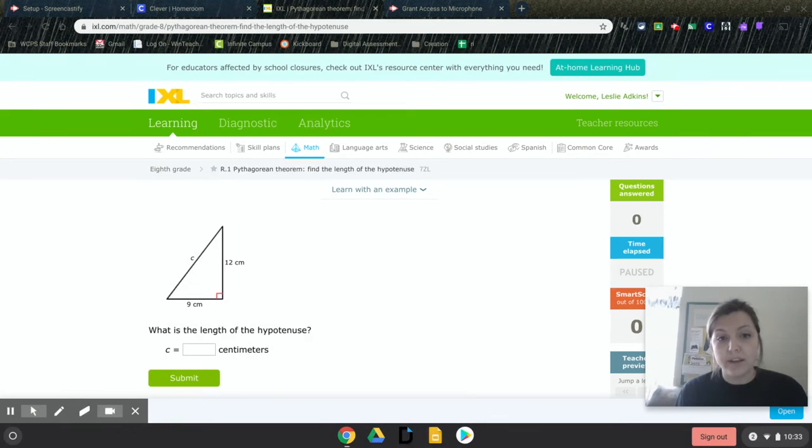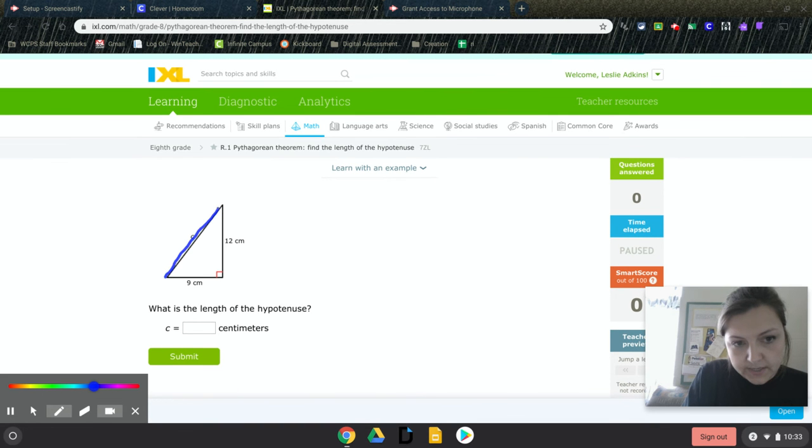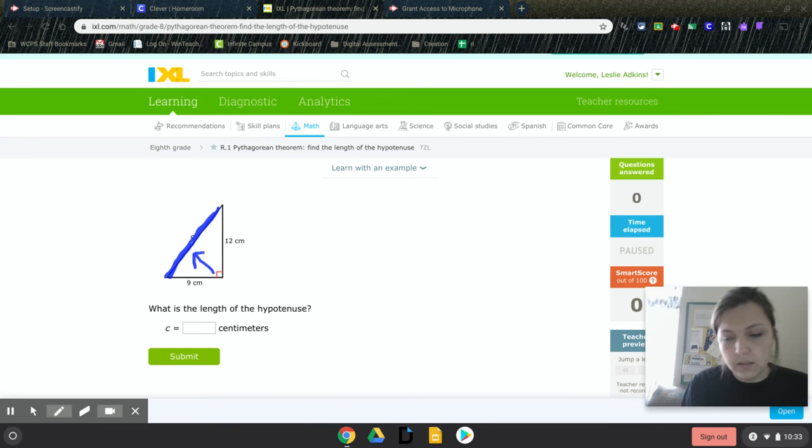So for R1, it's just finding the length of the hypotenuse. So for every single one of them, you're going to be solving for C. So here is C. And remember that C is always opposite the hypotenuse, or opposite the right angle. Okay?